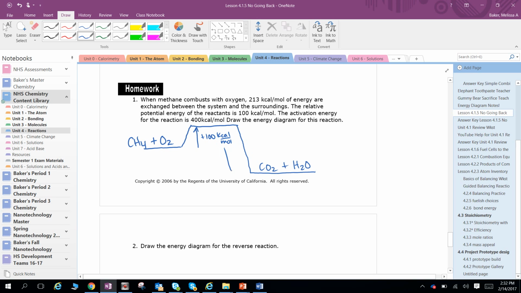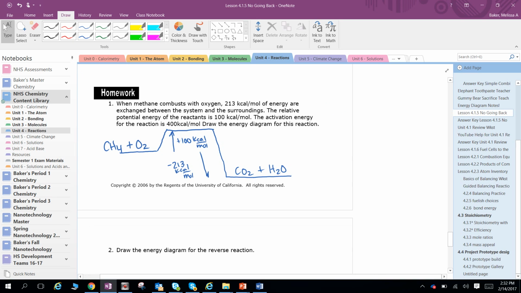And it says it released 213 kilocalories per mole. So I label that as negative because if it's a release of energy, that's the correct format to show it in. That's called the heat of reaction.